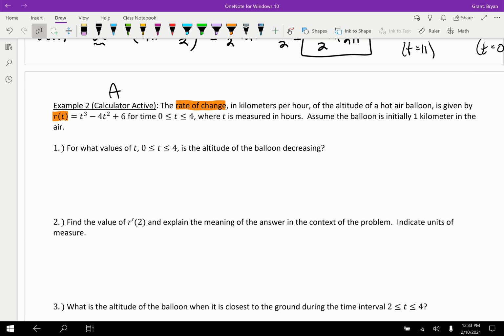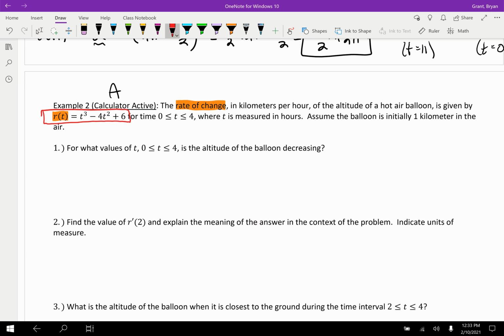We are going to assume the balloon is initially 1 kilometer in the air. Now, there are a couple things to unpack here before we even start doing anything. The very first thing I want to look at is this equation. Because this is calculator active, the very first thing I want to do is probably graph that equation.